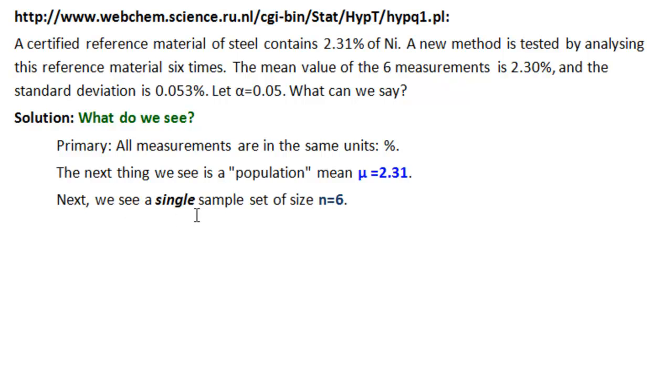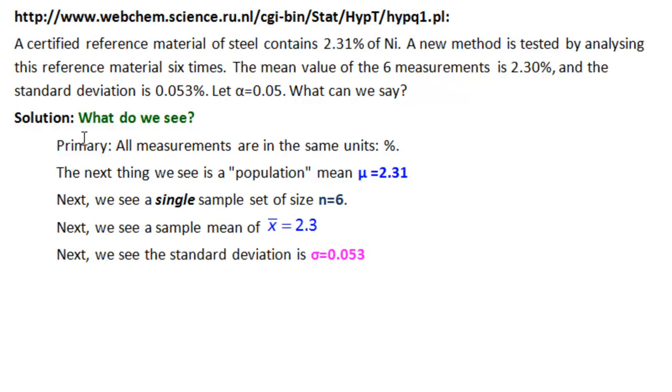Next, we see that we have a single sample set with size n equal to 6. Then we're told that the mean value of this sample, so that's the sample mean, is 2.3. Then it says the standard deviation is 0.053%. Make sure you get your decimal points in the correct place. Now, we don't really know whether that's the standard deviation of the material or of the sample, so we just wrote sigma, but it could be S. And finally, we have alpha equal to 0.05. So this is the data that we have from the text.